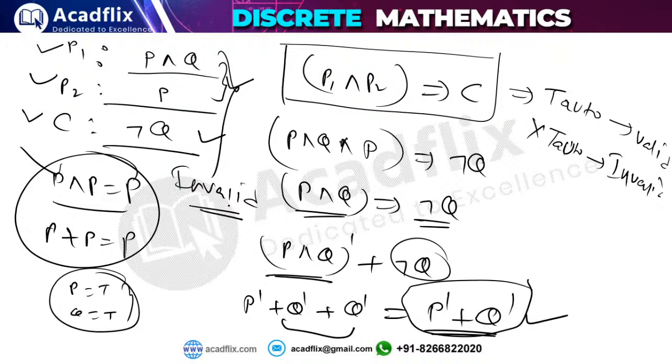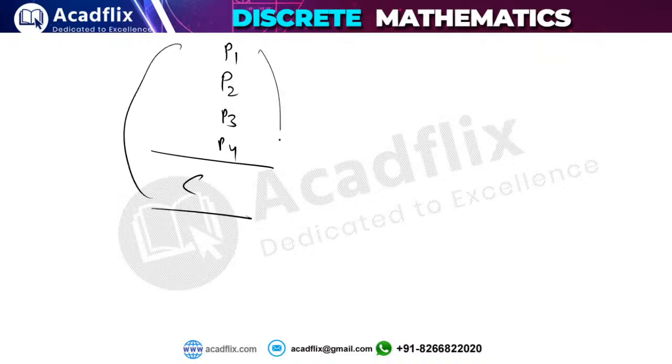All you have to do, whenever you have some argument, let's assume you have hypotheses P1, P2, P3, P4, and a conclusion. To check whether this argument is valid or not, all you have to do is make this formula: P1 and P2 and P3 and P4.